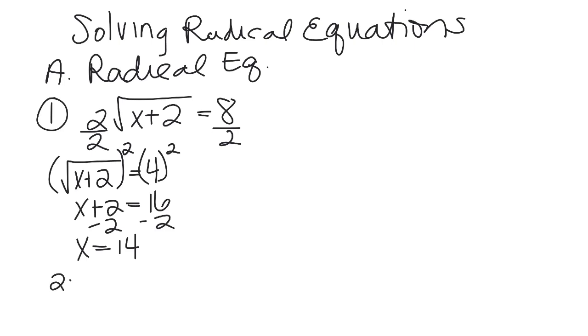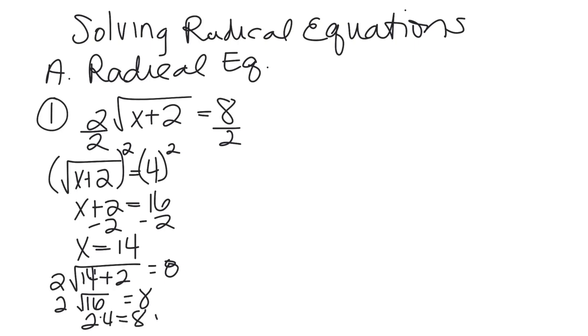And we'll check for extraneous by plugging it in. 2 times the square root of 14 plus 2 equals 8. 2 times the square root of 16 equals 8. And 2 times 4, oops, I wrote 8, said 2. 2 times 4 equals 8, so it checks. So our answer is x equals 14.